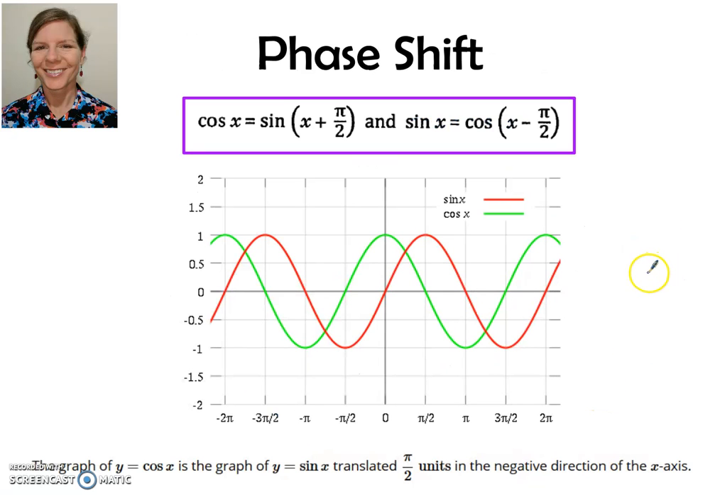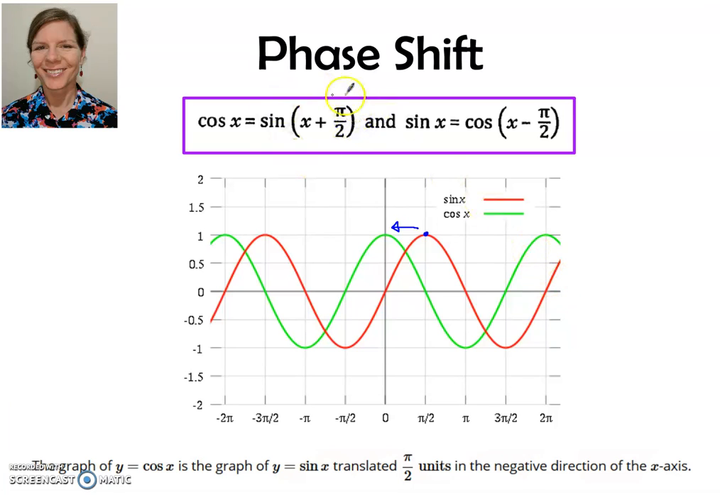When we compare the two graphs of cos x and sine x, as we saw, they've got the same shape, same amplitude, same period, but they're a little bit offset, so we call that a phase shift. Here we've got the graph of sine x in red, and the graph of cos x in green. What we say is the graph of cos x is the graph of sine x translated pi on 2 units left. If you imagine you took sine x at this point here and moved it pi on 2 units, or 90 degrees, left, that maps it onto cos x.